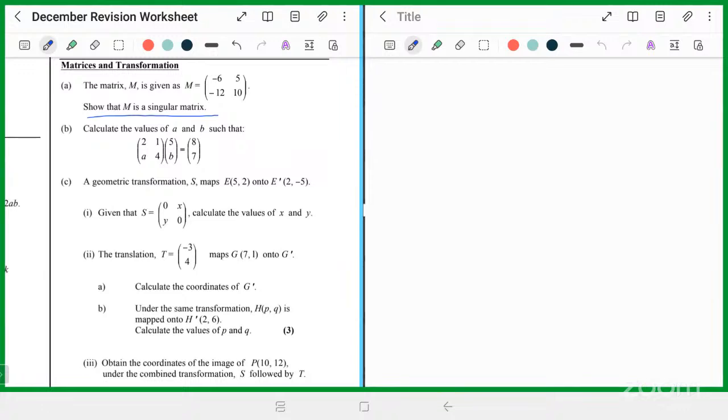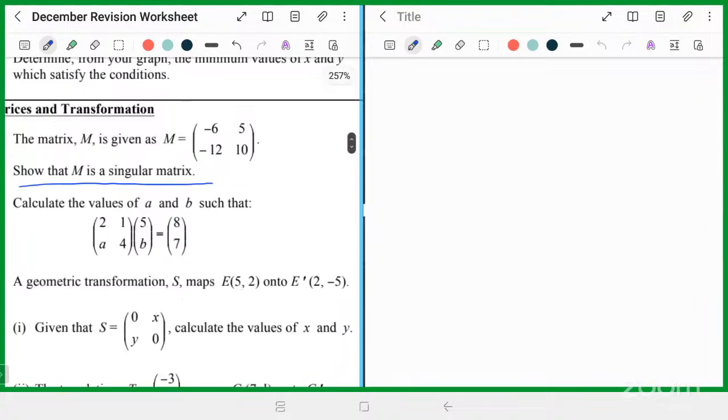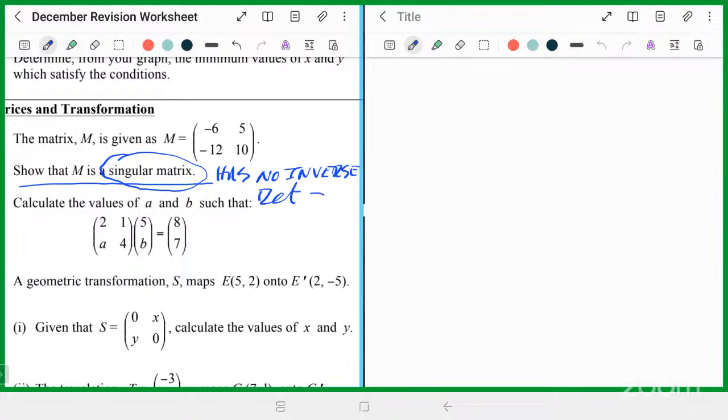If it is singular, it has no inverse because the determinant is equal to 0. So to show that it is singular, we need to show that the determinant is equal to 0. All right, that's all we have to do. So it is singular, which means it has no inverse, and the determinant is equal to 0. So we just need to calculate the determinant of M and it should come out to be 0.